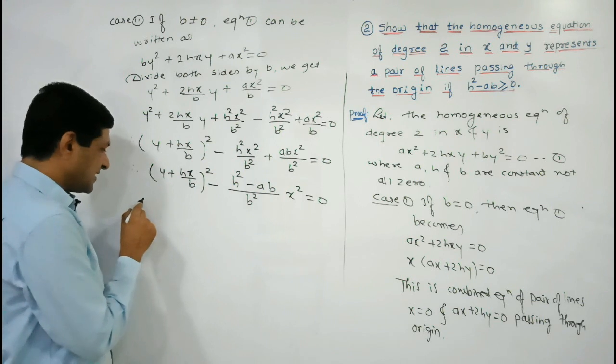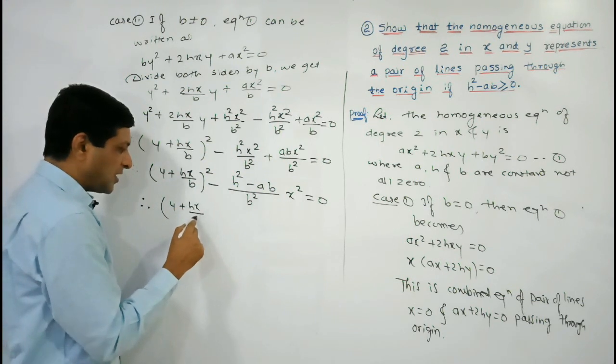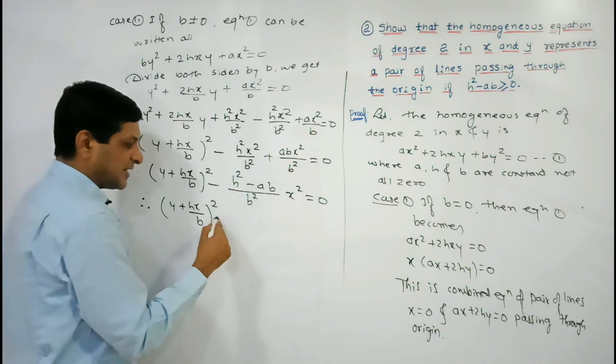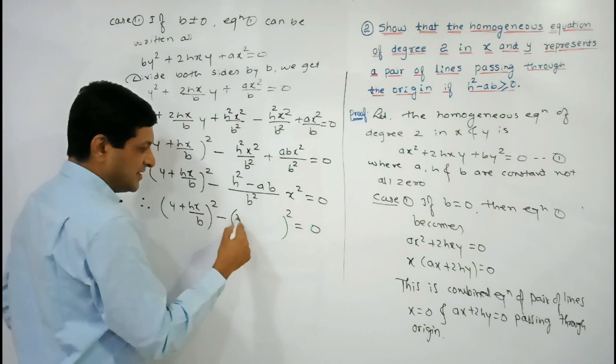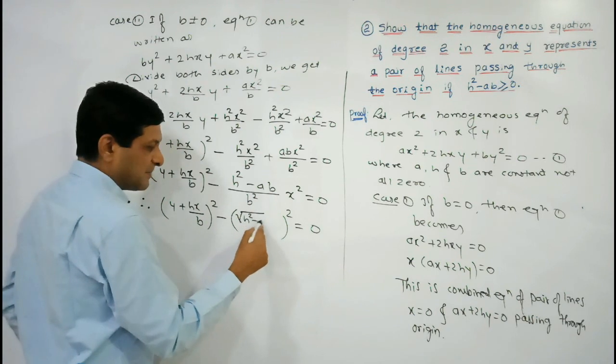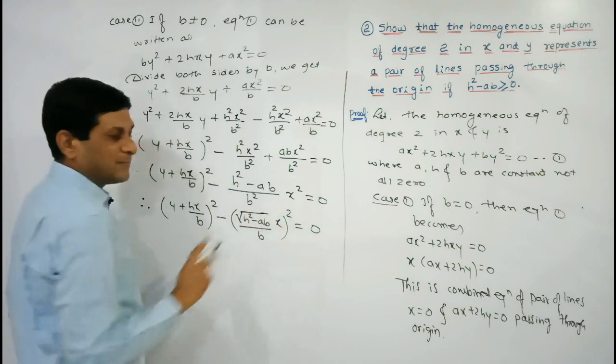Okay, so here keep this first term as it is, y plus hx upon b, whole bracket square. Now observe this expression, can I write it as under root of h square minus ab, into x upon b, whole bracket square?